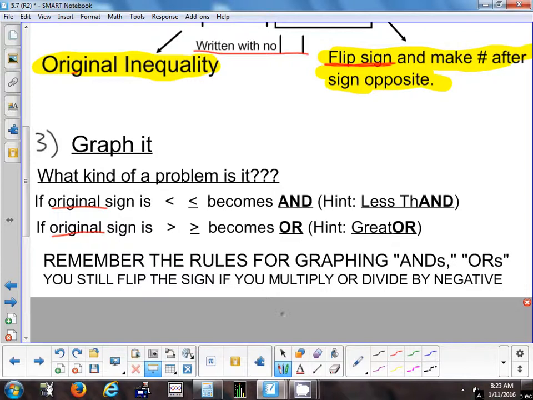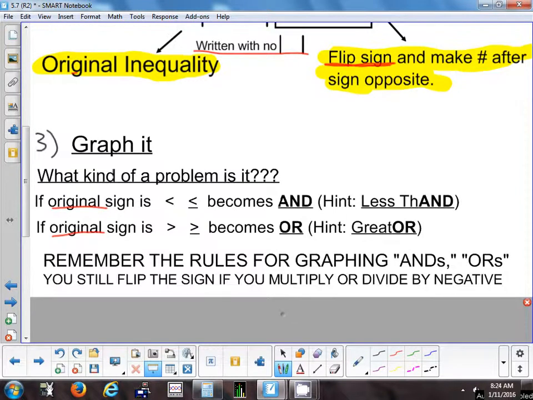And I think Mr. Roy just mentioned this already. Anytime you multiply or divide by a negative, we always have to flip the sign. That rule still applies in any step of this whole process we're doing. We could end up dividing by a negative in step 1. We could end up doing it somewhere in step 2 as well. So anytime we do that, we have to flip the sign.